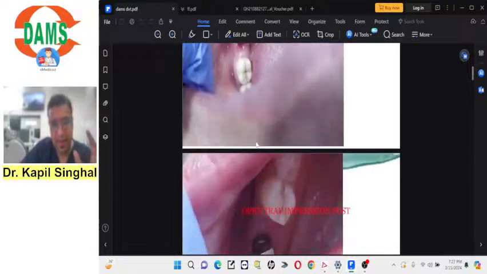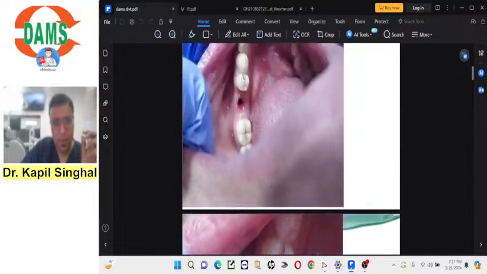Now, as the name suggests, it is closed tray, so I don't need to make any hole in the tray. What I'll do is put the impression post over it, put light body around it, take a tray with the putty and put that tray in my patient's mouth. As the material sets, I'll remove the tray.